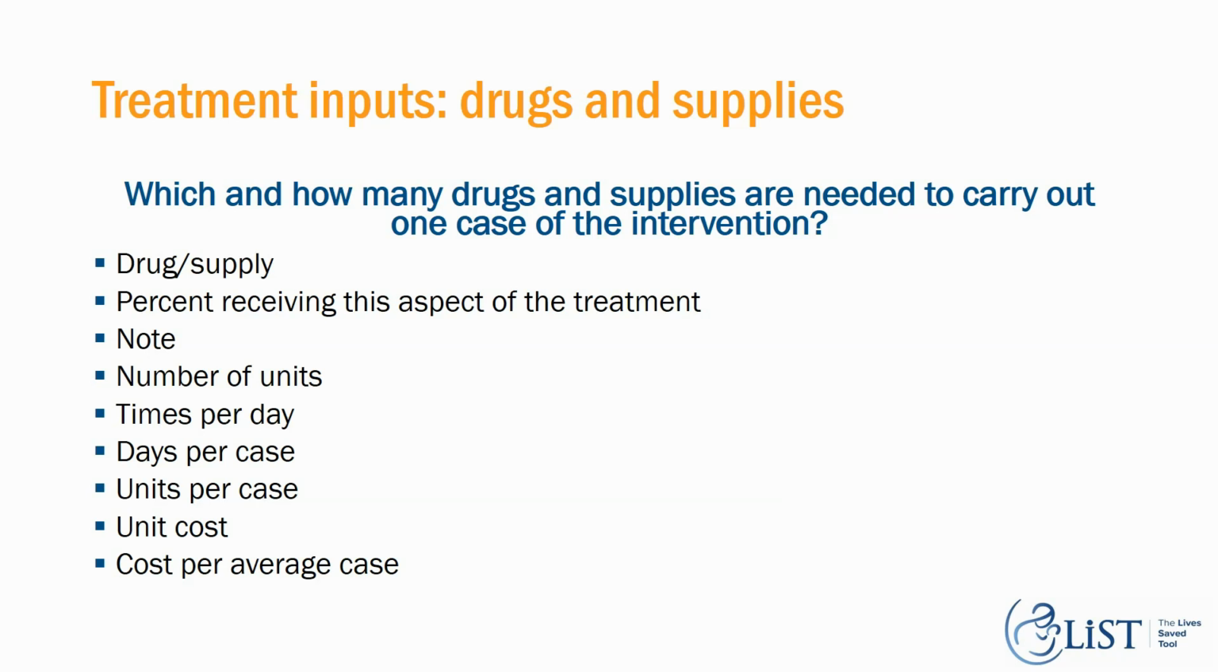And all of that essentially comes together to calculate how many units per case we need. So in order to deliver one case of this intervention, how many units of this particular drug or this particular supply do we need?